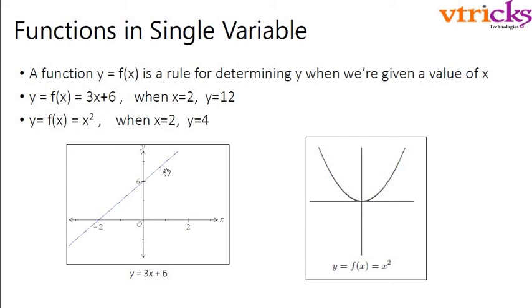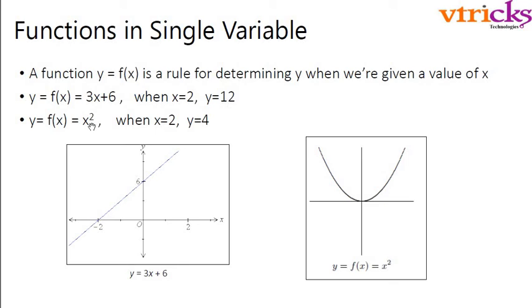Now how does this line help us? Looking at the graph, we can understand that when x is 0, y is 6. When x is minus 2, y is 0. So likewise, the line helps us to find the value of y given any value of x. For example, if I want to find out what is f(x) when x is equal to 2, then I substitute the value of x here. We get 3 into 2, 6 plus 6, y is 12.